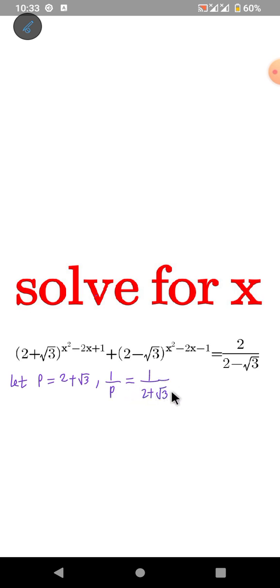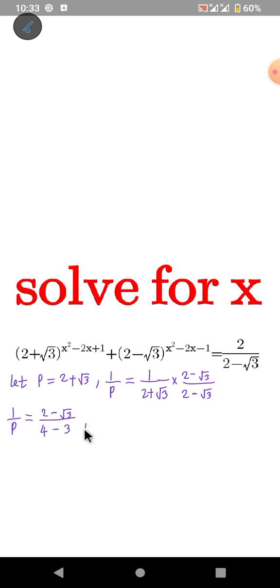Since P is equal to this, I'm going to rationalize this expression by multiplying it by its conjugate. So we say 1 over 2 plus root 3 multiplied by 2 minus root 3 all over 2 minus root 3. So I've multiplied it by its conjugate. Then we'll continue again. We'll say 1 all over P will be equal to 1 times 2 minus root 3, which gives 2 minus root 3, all over 2 plus root 3 times 2 minus root 3, which gives 4 minus 3.